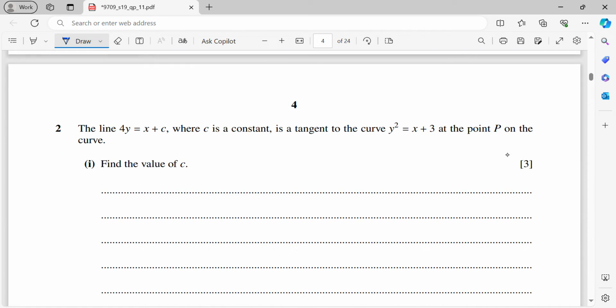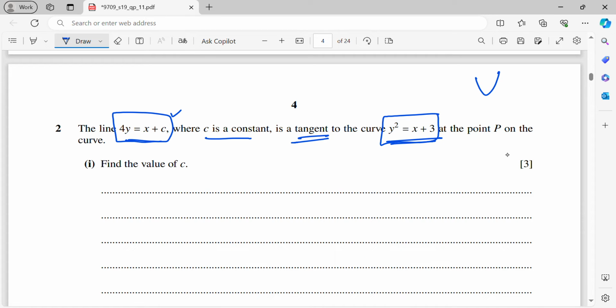Now for question number 2, the line 4y equals x plus c, where c is a constant, is a tangent to the quadratic curve at the point P on the curve. Find the value of c. Now since this is a quadratic curve, and this straight line is a tangent, that means there will be one intersection point between them. In other words, this straight line will be just touching.